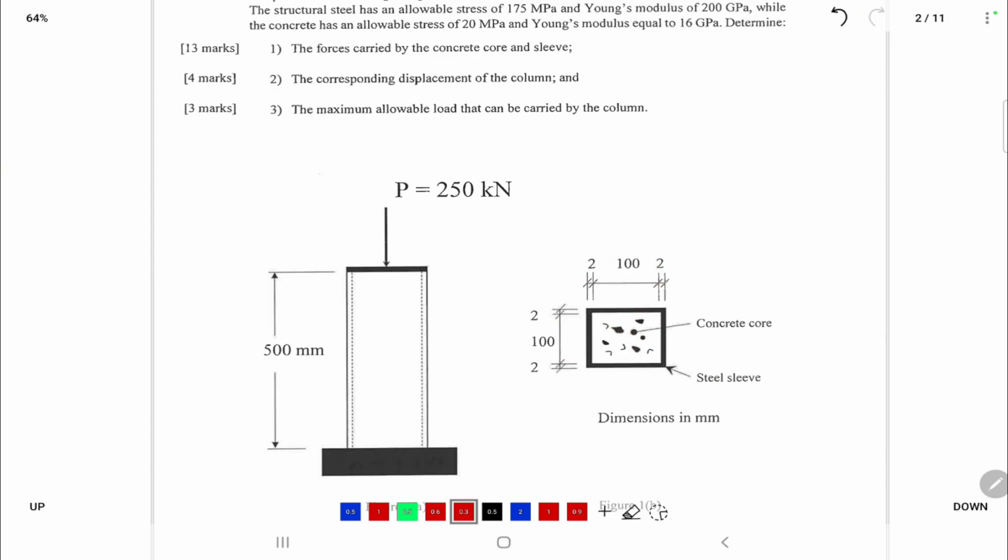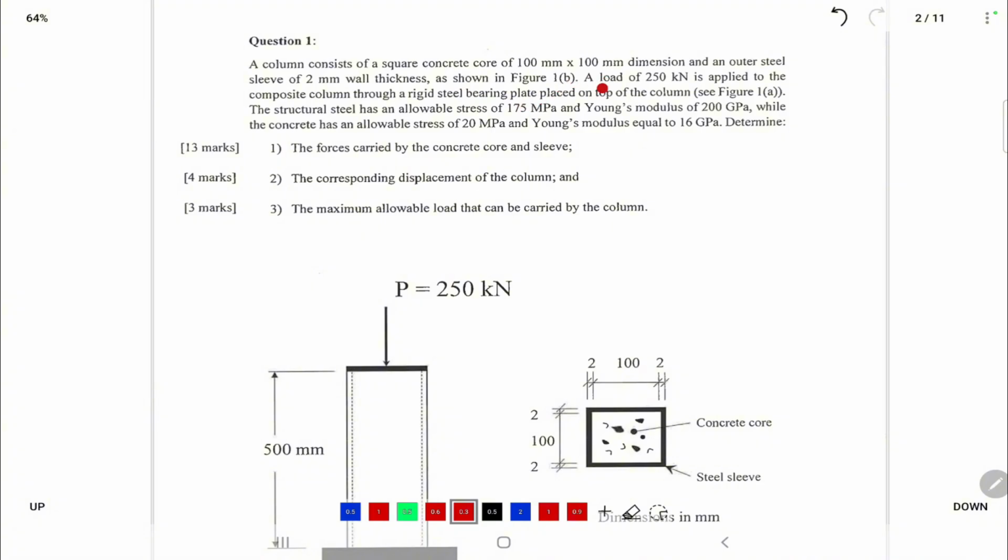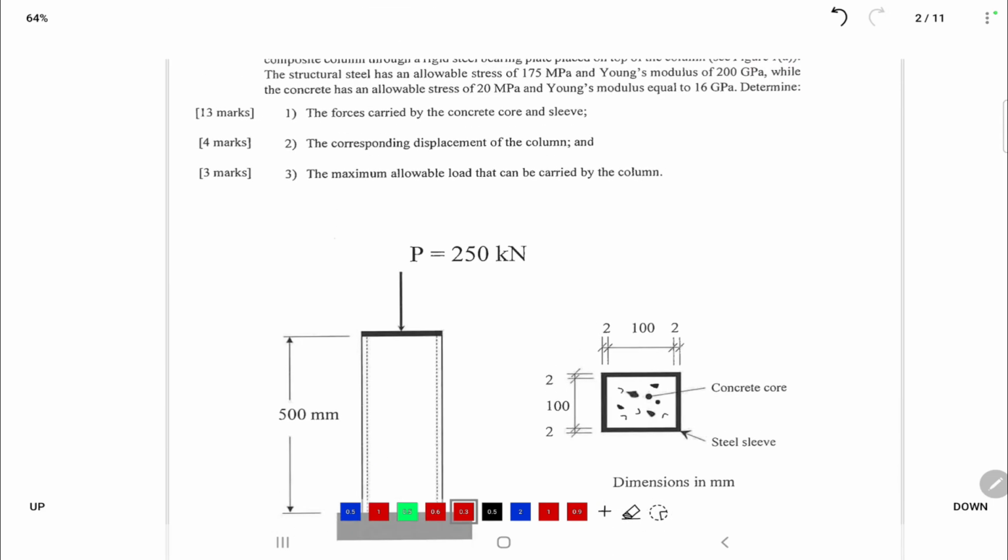So as per these dimensions, a load of 250 kilonewton is applied to the composite column through rigid steel bearing. So this one is the rigid steel bearing plate placed on top of the column. See figure A. So this is figure A.